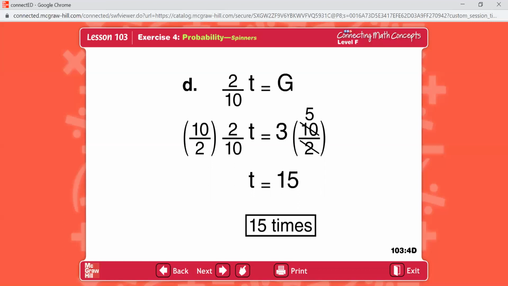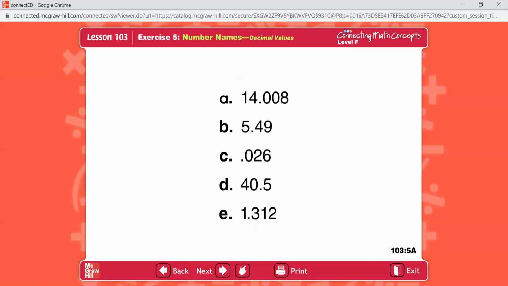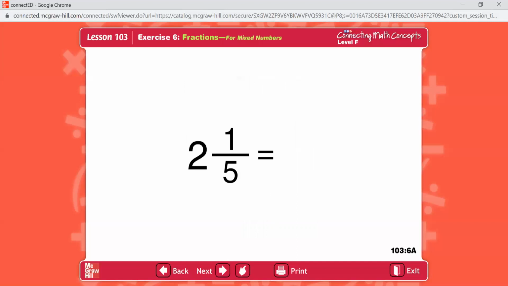E says 1 and 312 thousandths. Pause the video now to work all these problems. Continue when you're ready to check your work. Here is what you should have. Moving on to fractions for mixed numbers. I'll show you a fast way to change mixed numbers into fractions that are more than 1.